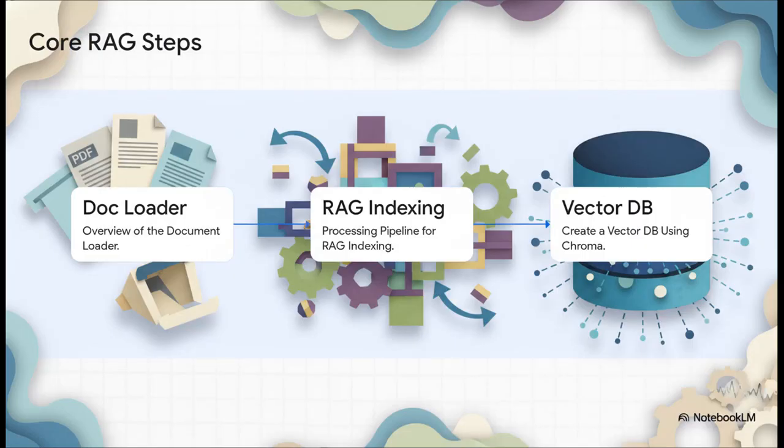Right, so before we can even think about scaling up, we have to nail down the core mechanics. This foundational pipeline basically happens in 3 steps. First up, you've got the document loader. This just pulls your raw data, PDFs, text files, whatever you've got, right into the system. Next is the RAG indexing pipeline, where all that data gets processed, chunked up, and prepped. And finally, vector database creation. By using tools like Chroma, your data completely transforms from static text into something mathematically searchable.